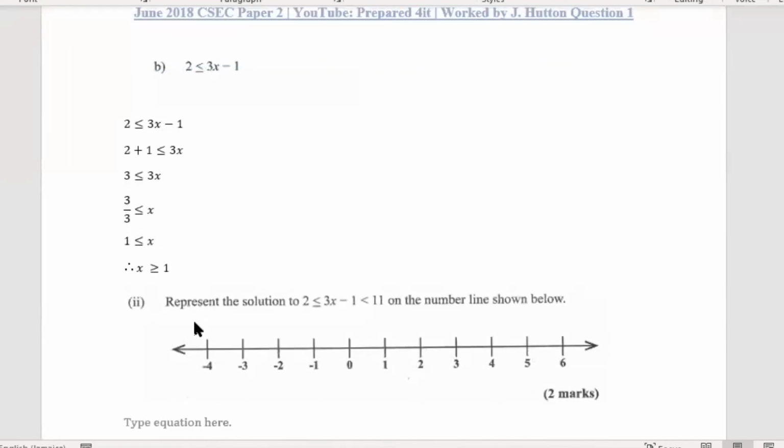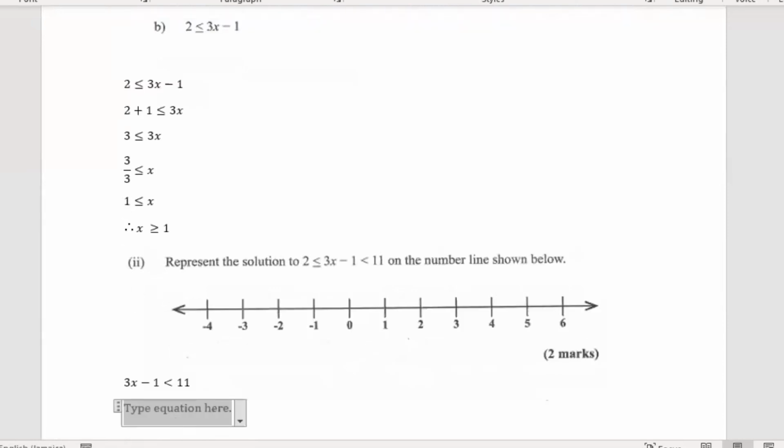So part 2 now says represent the solution. 2 is less than or equal to 3x minus 1 is less than 11. What they did here was join both inequalities that we worked up top as one, and we're expressing it on this number line. What we know is that for the first one, 3x minus 1 is less than 11, the answer had worked out to be x is less than 4.